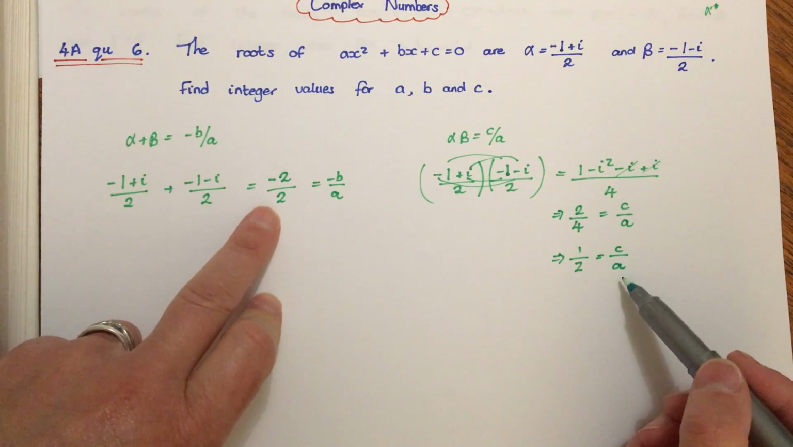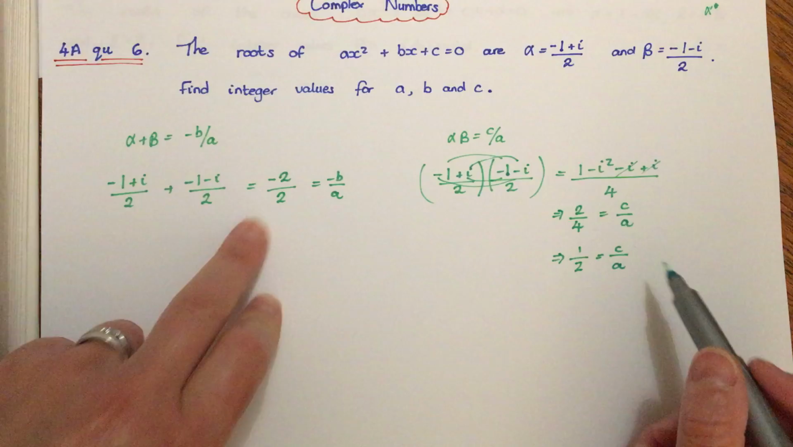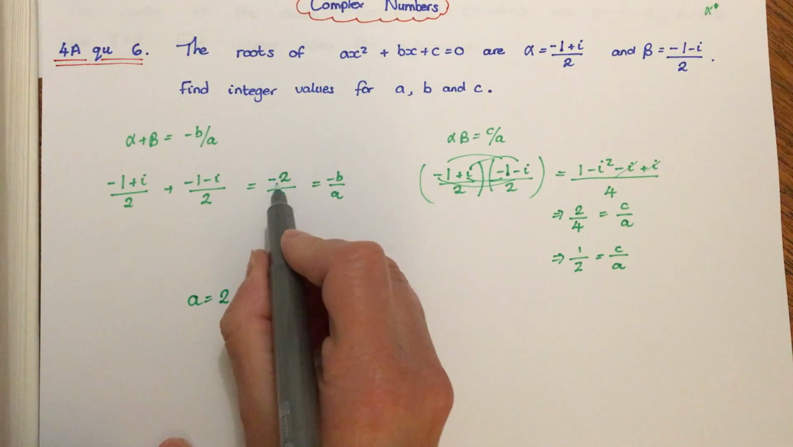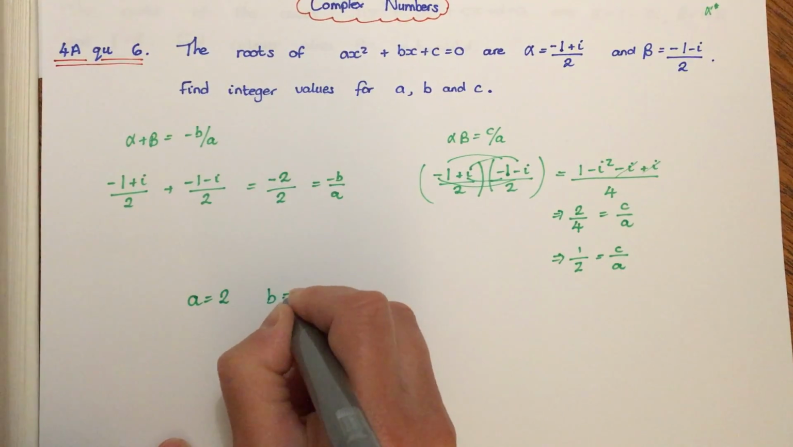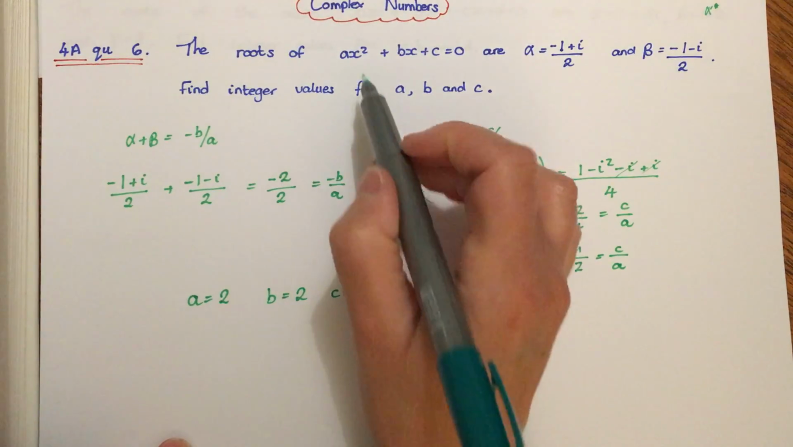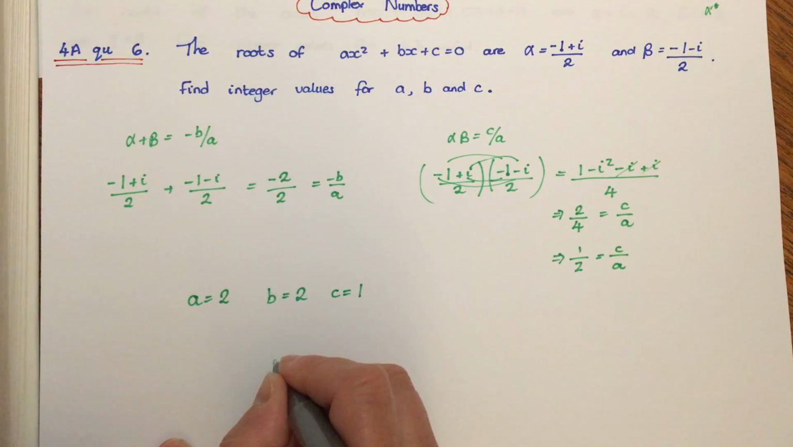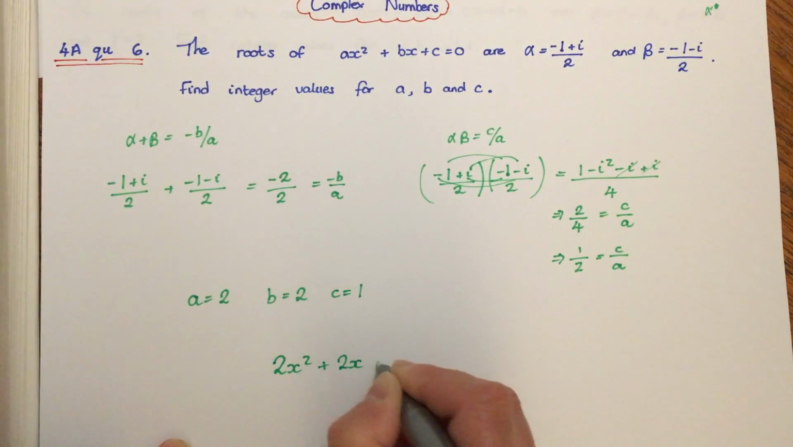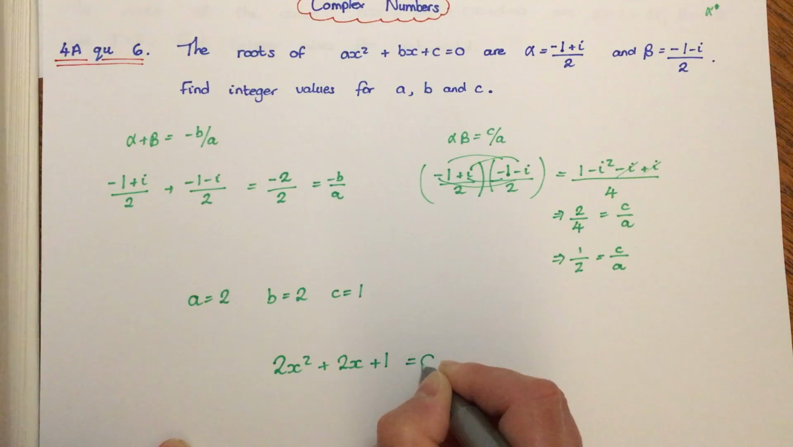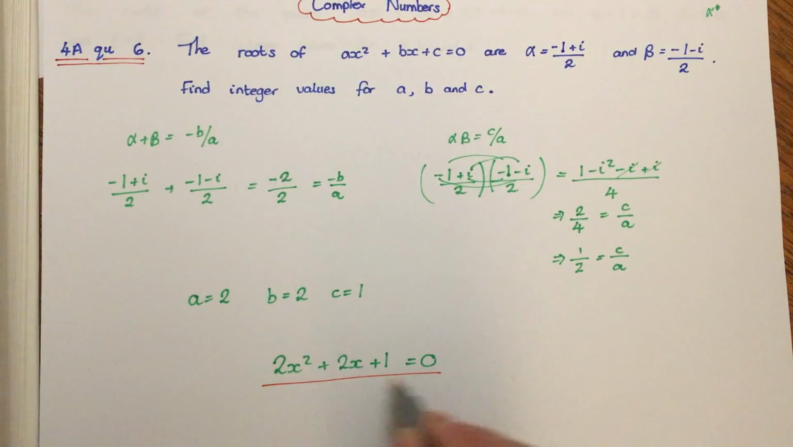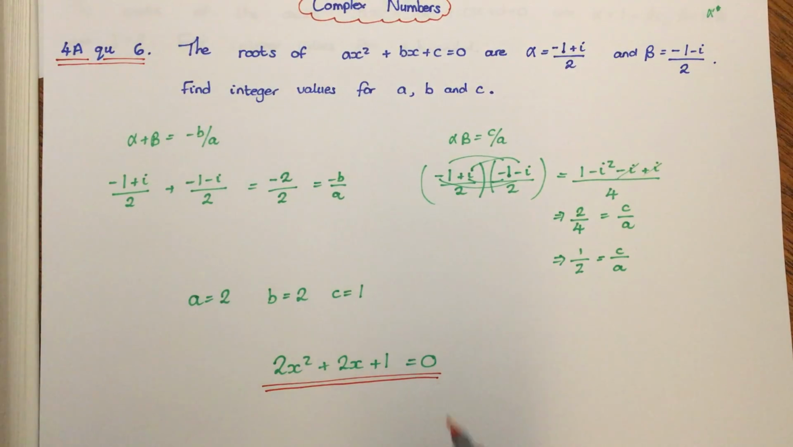At this point, I can see that a is 2 on both of them. So I can say a is 2, which would make b also 2, and it would make c 1. So my quadratic is 2x squared plus 2x plus 1 equals 0. So all the same work, just with the addition of complex numbers, which you already know how to manipulate. So that's good.